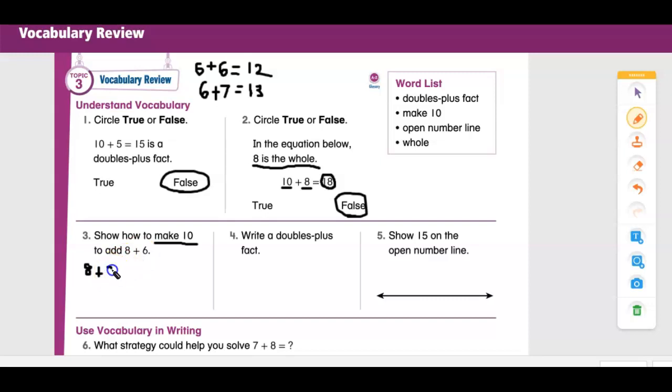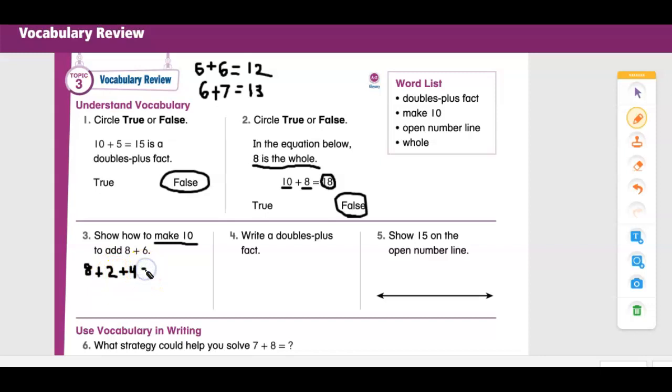So if I just rewrite the problem, I know that 2 plus 4 is equal to 6. So I'm just rewriting our equation. I'm writing 8 plus 6, but I broke the number 6 into two numbers. So if I wanted to make 10, how can I make 10 out of these numbers here? Well, I know that 8 plus 2 is equal to 10.